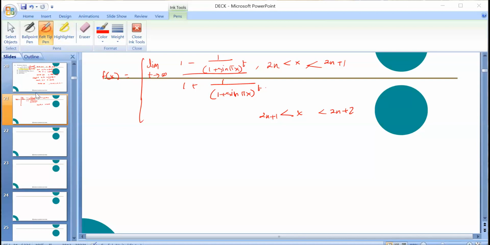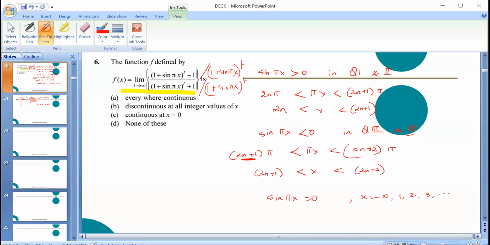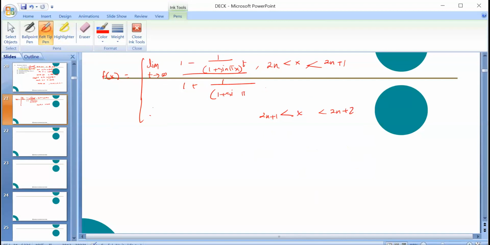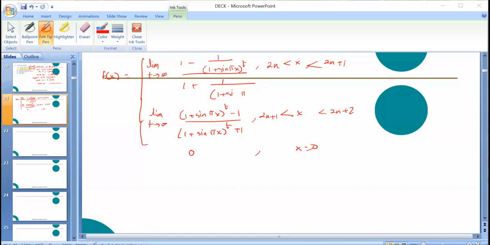That's why the question will become, I'll keep it the same, limit t approaches infinity, 1 plus sin pi x whole power t minus 1 by 1 plus sin pi x whole power t plus 1. And because sin pi x is 0, the answer will be 0 when x is 0, 1, 2, 3. We have already written. This is how you get the piecewise.